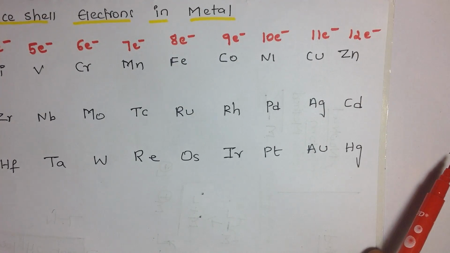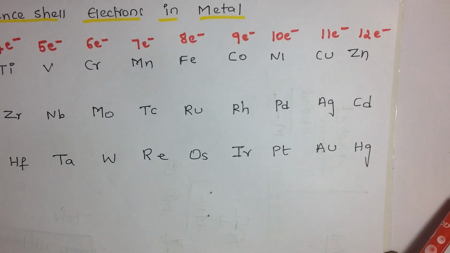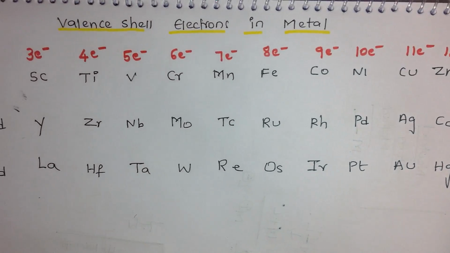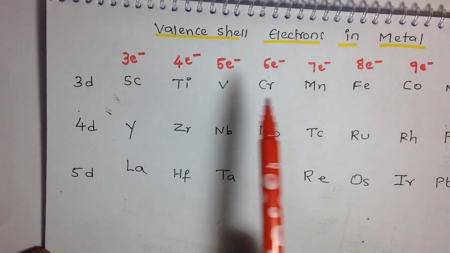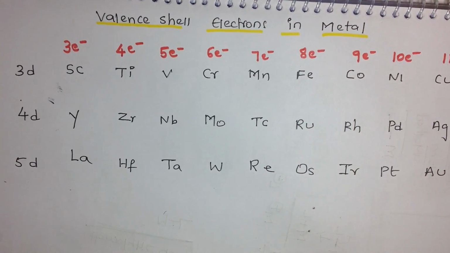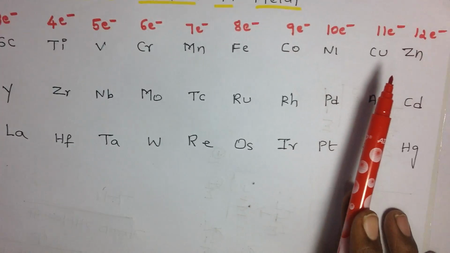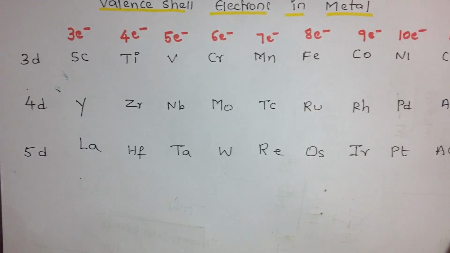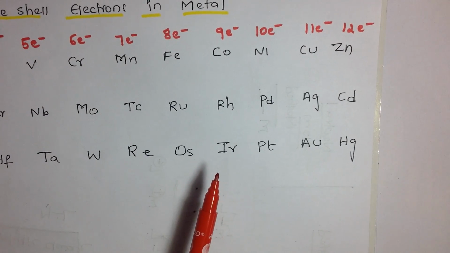This is the table. It gives very clear information for you to immediately trace out the valence electrons present in the metal. It will be very helpful for you to calculate the 18 electron rule. Have you seen the different valence shell electron counts present in the metals? This is the 3d series starting from scandium to zinc, and in the same way the 4d series, then the 5d series. This is the first criterion, to calculate the valence shell electrons present in the metal.